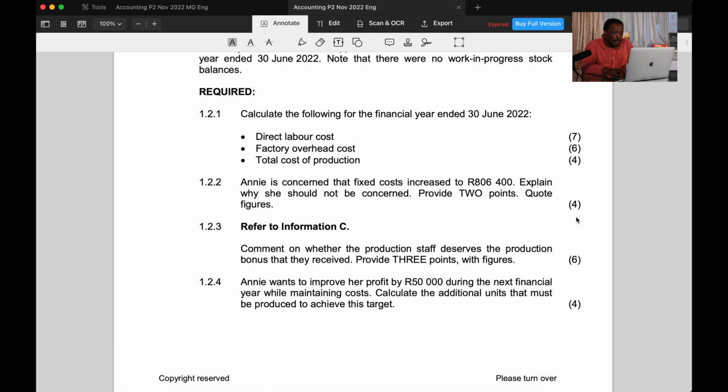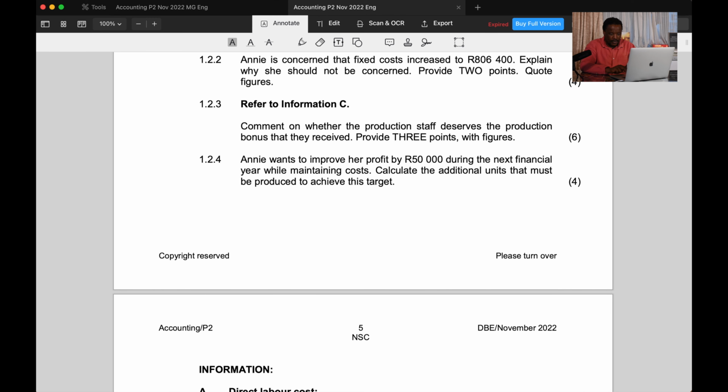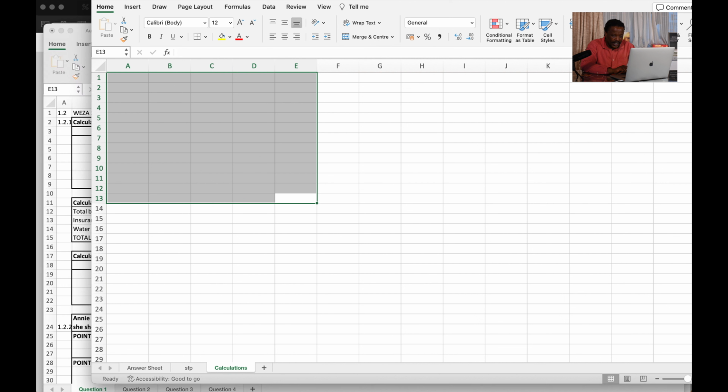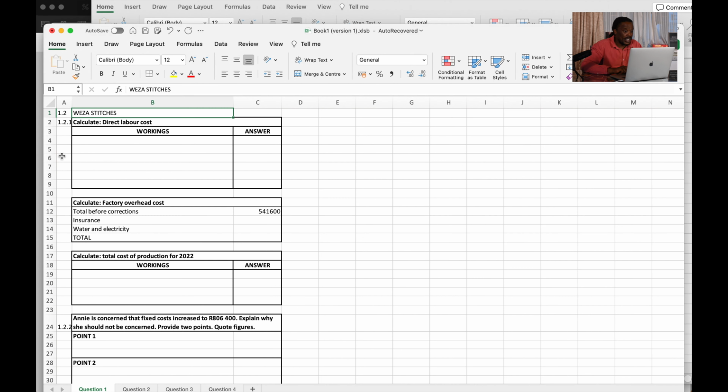And we look at 1.2. Let's answer 1.2.1, and then we will look at the question as we answer it. 1.2.1, direct labor cost, and I have also compiled a solution. The answer sheet that you're going to get when you do this exercise looks like this: 1.2.1, direct labor. This is what is going to be given to you.